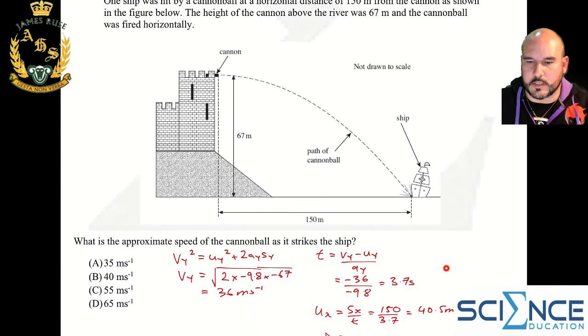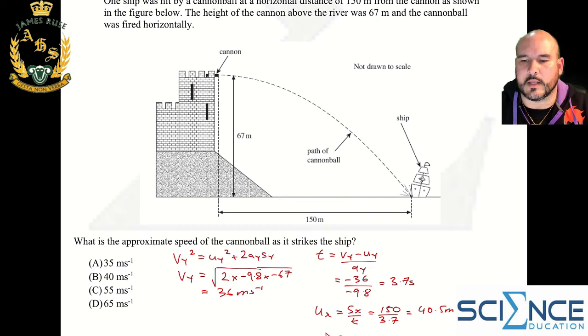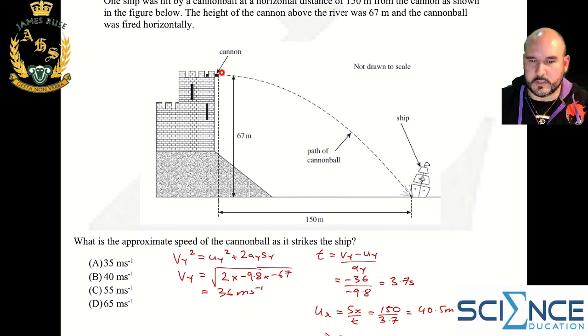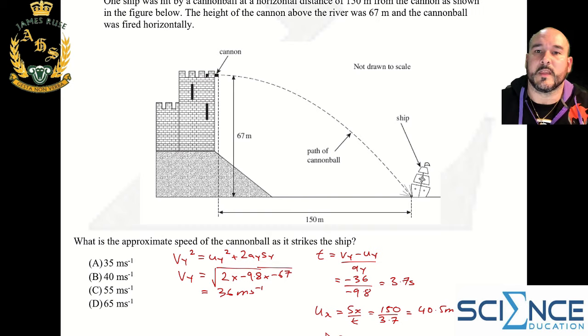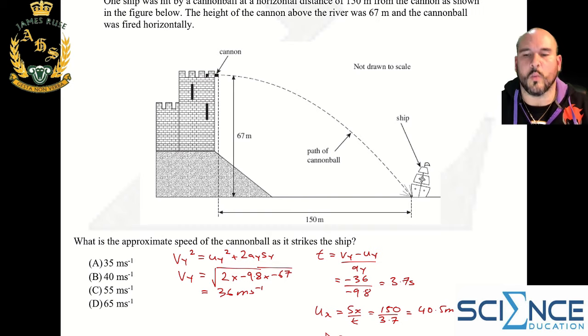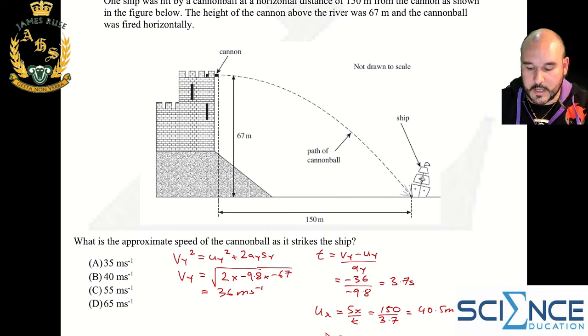Use our acceleration equation over here. We get t is equal to 3.7 seconds. So therefore it takes 3.7 seconds to go down 67 meters, and it also takes 3.7 seconds to go 150 meters. So we know the range, we know the time, we can find the x component just by using Sx on t. It becomes 40.5 meters per second, but hey, you guessed it, there's still more.